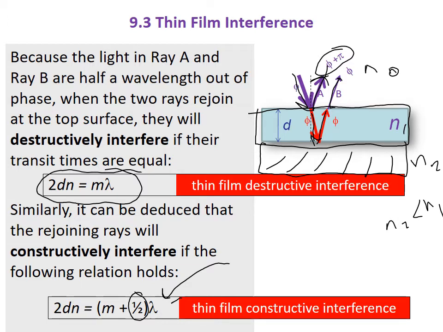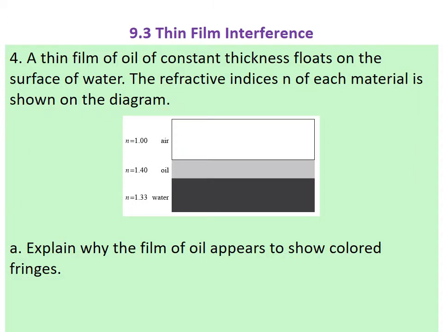All right, let's go on and do practice problem 4. A thin film of oil of constant thickness floats on the surface of water. The refractive indices N of each material are shown on the diagram. Explain why the film of oil appears to show colored fringes.